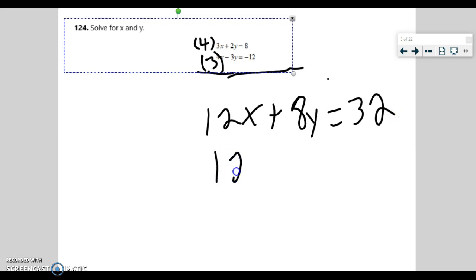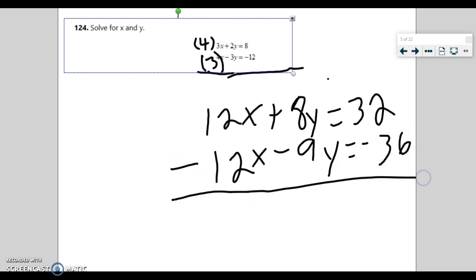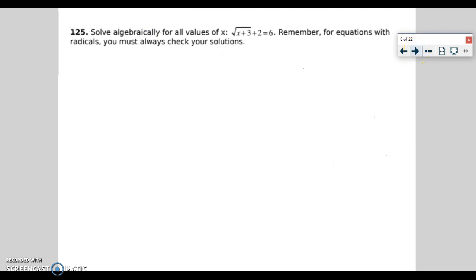Bottom equation is going to be 12x minus 9y equals negative 36. And because they're both positive, I'm going to subtract, and then we're going to go from there. So we're going to have, let me see, 17y equals 68, I believe. And then we go from there, okay? And then you replace back in. So that question is pretty straightforward.